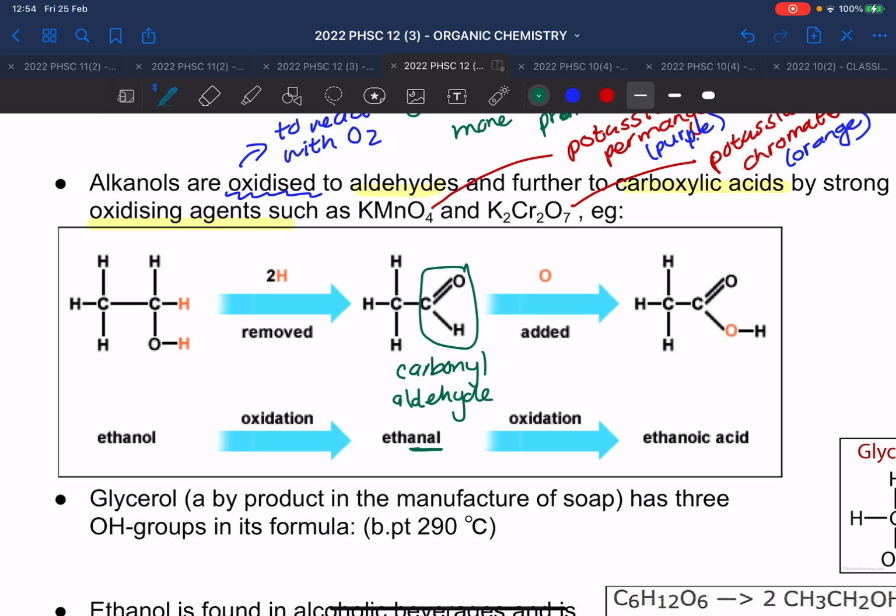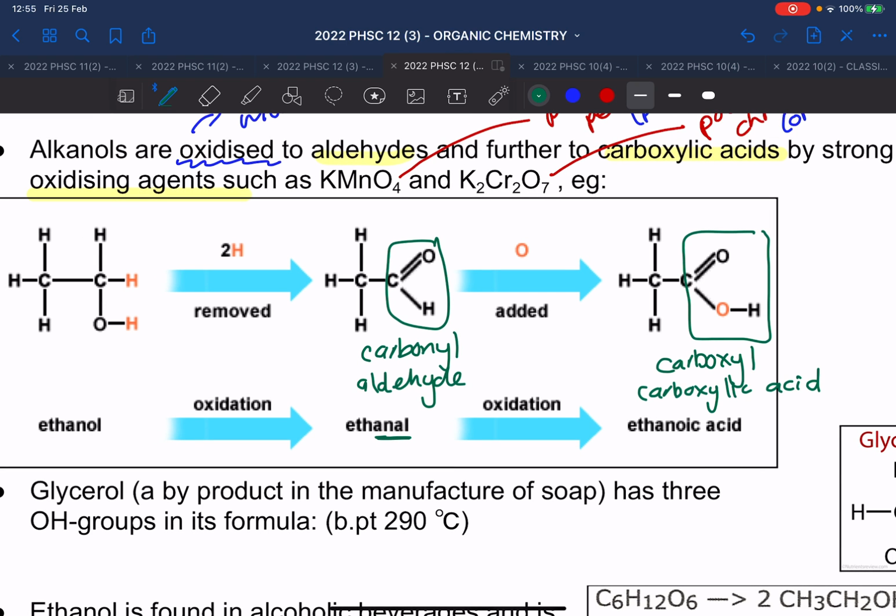Then it can undergo oxidation even further. Then you add the oxygen, and you can see it forms the functional group of a carboxylic acid. So that there is the carboxyl functional group, so it's part of the carboxyl functional groups. The name there will be ethanoic acid, because it has 2 carbons.